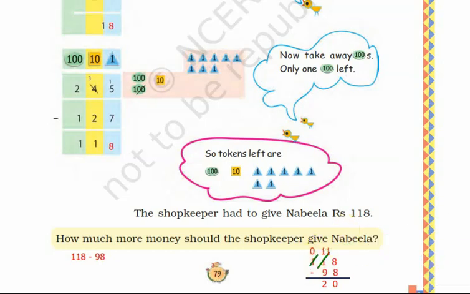So what have we got? This 1 will become 11. Okay, and this 1 has become 0 because only 100 was there, which we have already given to the tens place, or borrowed to the tens place. So 11 minus 9 you will get 2. Otherwise, 11 tens minus 9 tens you will get 2 tens. Here 0, so nothing to write here. So what is the amount the shopkeeper had to give Nabila? Shopkeeper had to give her 20 rupees more. Okay.